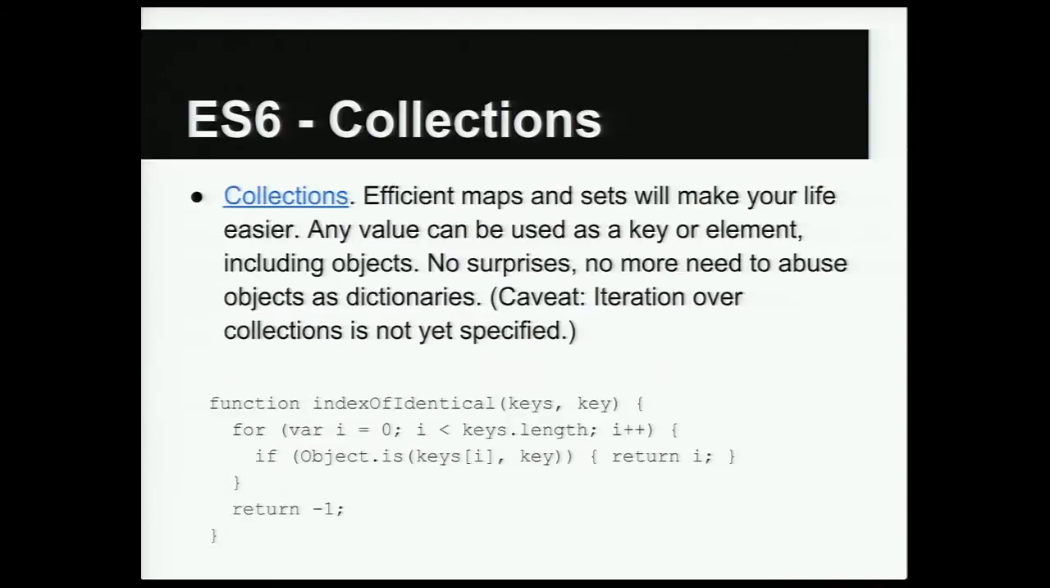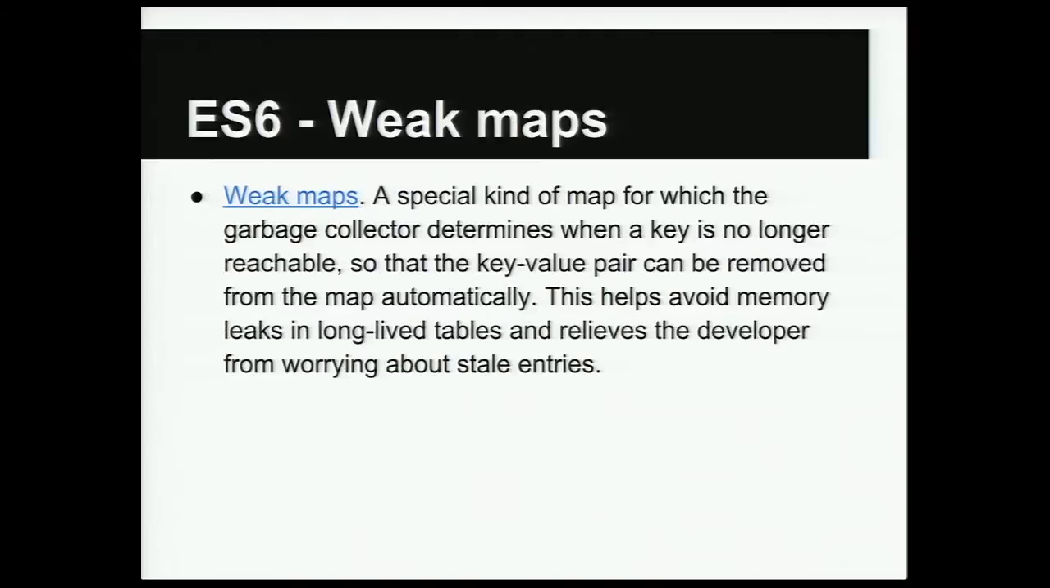We also have turned on collections. Collections are sort of a more efficient map. You can use any value as a key, including objects, which makes lookups very, very quick and easy. We also have weak maps, which I'm not going to go into a ton of detail on just because they're very specific. They're a special kind of map that interacts with the garbage collector in an interesting way. This helps you avoid memory leaks and long-lived tables, but it really is a pretty advanced feature.